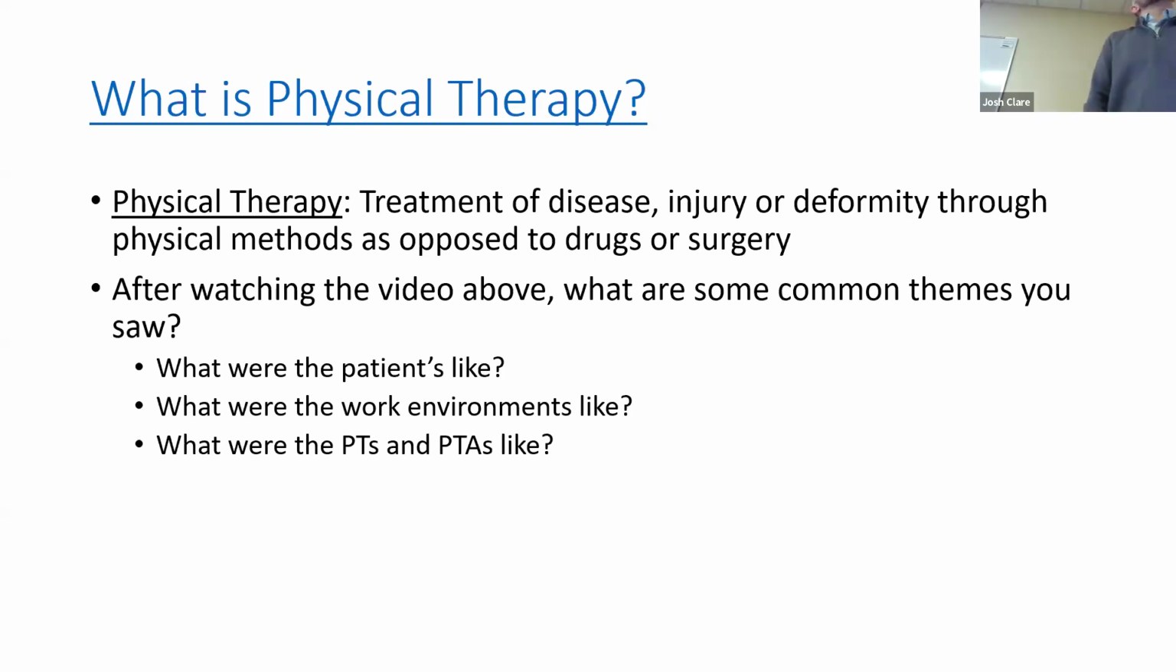Well, one neurological. Yeah. So strokes, I think, and there was one traumatic brain injury. I think one of them had, it was a younger girl. But yeah, what else did you? Some cardiovascular problems. Yeah, a whole bunch, right? A whole big wide variety. What were the PTs and PTAs like? Give me some personality traits you saw.